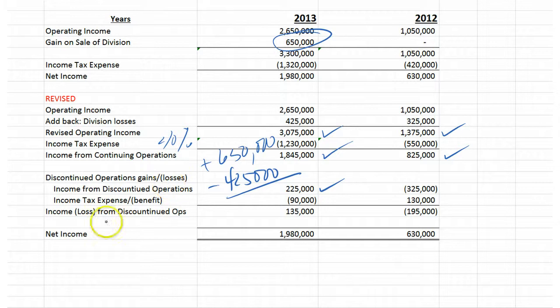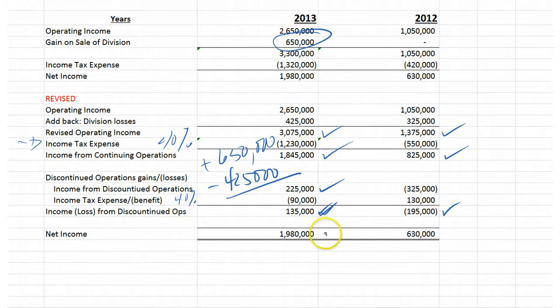Now, because I've already reported income tax here, these items have to be reported net of tax. And so because this is a positive income, I subtract 40% to reduce that to be the after. So the after-tax income effect is $135. On this side, because I had a loss, I actually get a tax savings or tax benefit. So 40% of that reduces the amount of my loss.